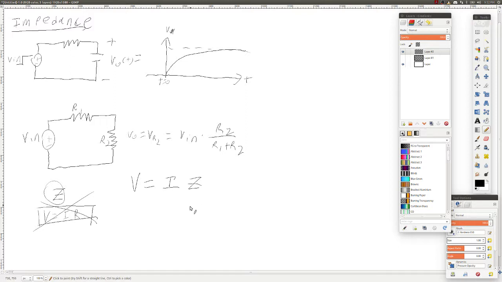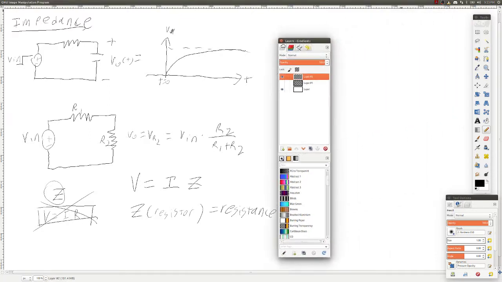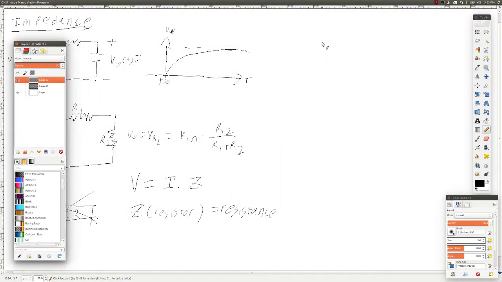The reason this works like this in the simpler form, V equals IR, for resistive circuits is that the impedance of a resistor is equal to its resistance. The reason for this will become pretty clear pretty quickly. Basically, we're going to go ahead and take a second to define impedance as it relates to resistance.